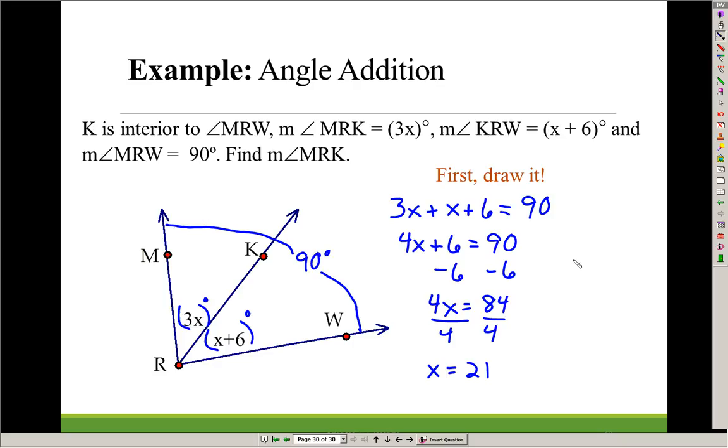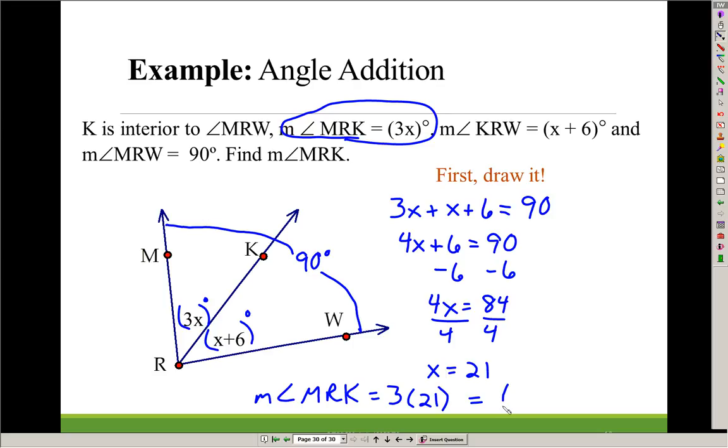We need the measure of angle MRK. So the measure of angle MRK, they tell us here, it's 3x. And since x is 21, 3 times x is 3 times 21, and that is 63 degrees. Now I have answered the question.